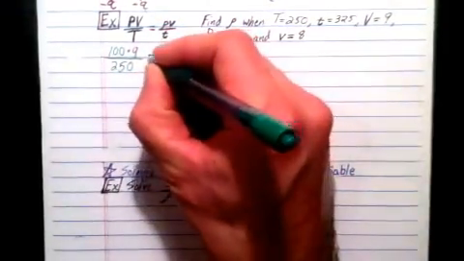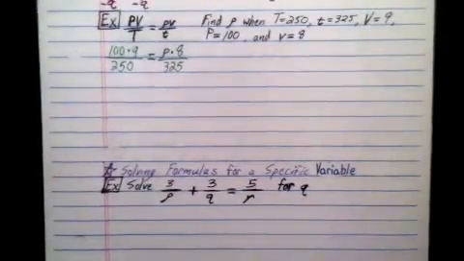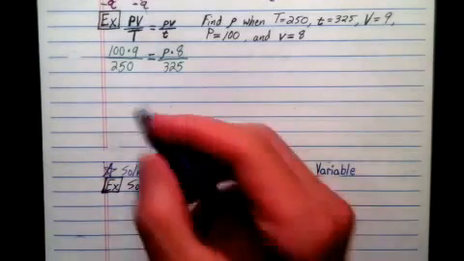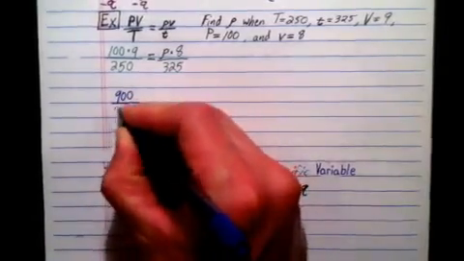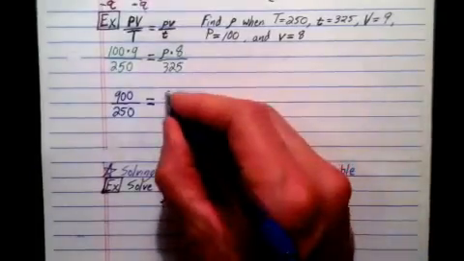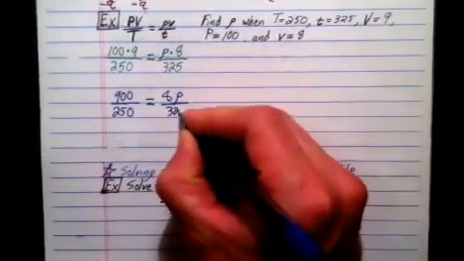We can go ahead and clean up a little bit, multiply the 100 times 9, and we can write p times 8 as just 8p. So doing that, we get 900 over 250 equals 8p over 325.